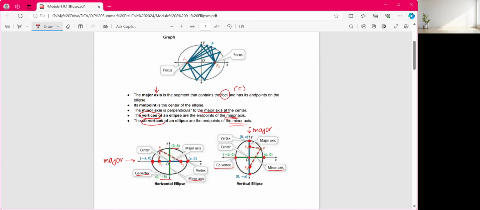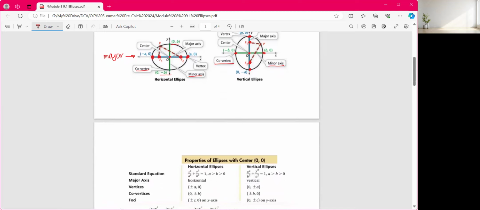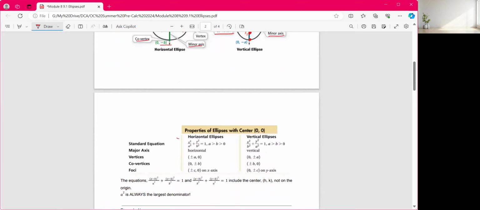And we also have different variables to identify these key features of our ellipses. So we have our standard equation here, and you can see the main difference between our equations is where A is. So here is A, and here is A. And we want to notice that A squared is always the largest denominator. And that's really what determines whether we're going to have a horizontal ellipse or a vertical ellipse.